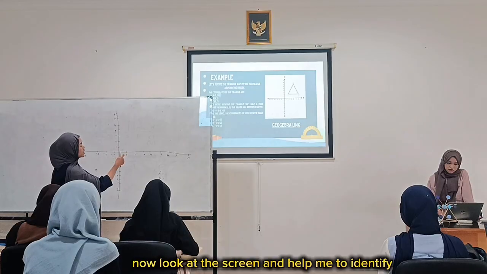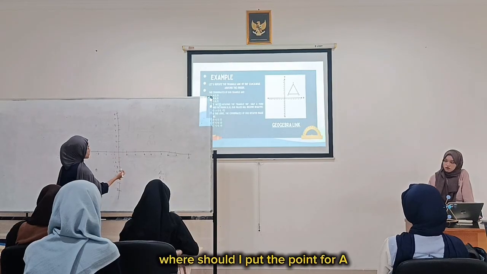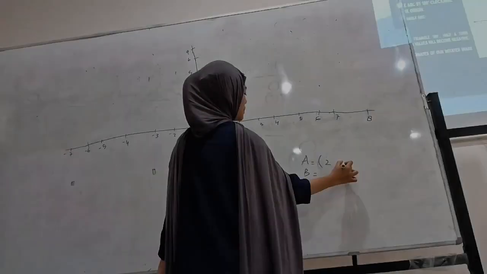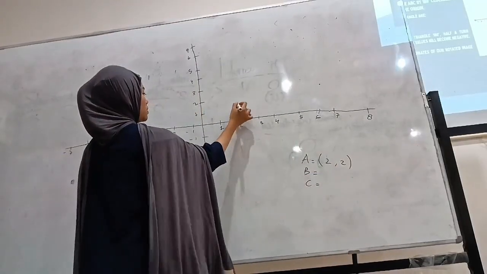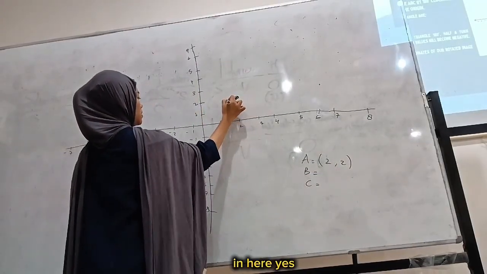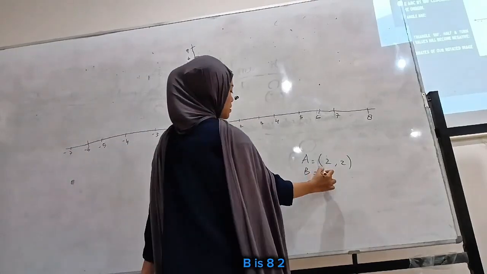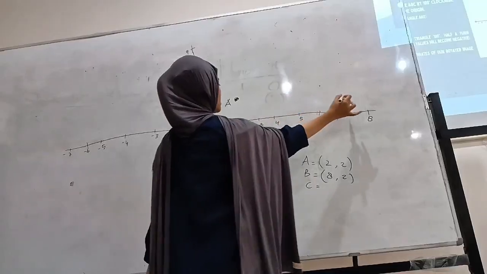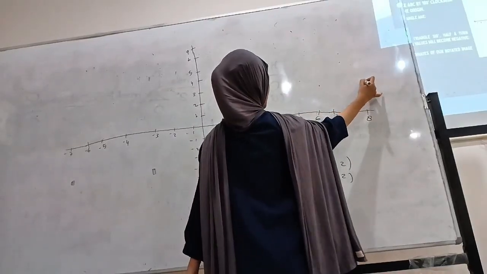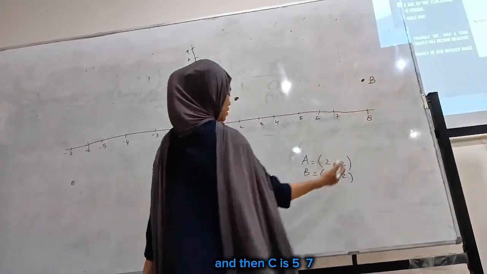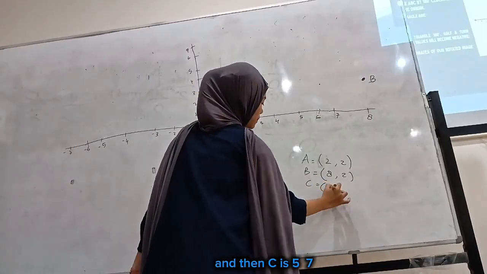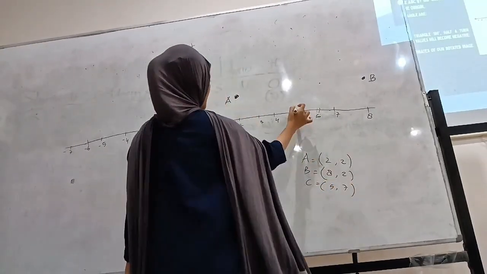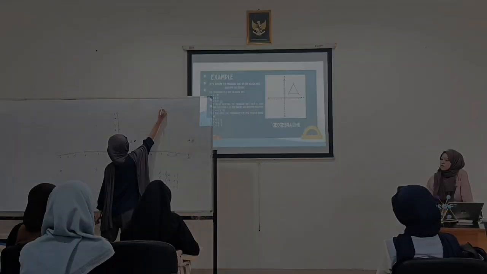Now look at the screen. Help me to identify where I should put the point for A. In here? Yes. B is at 2. And then C is at 5, 7.